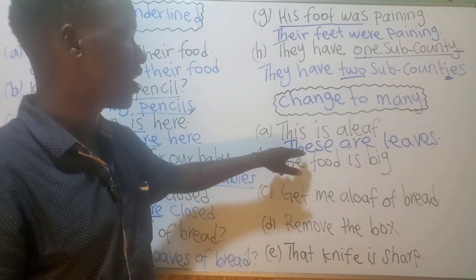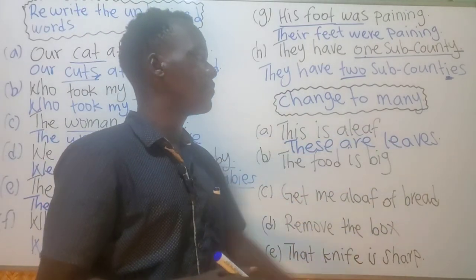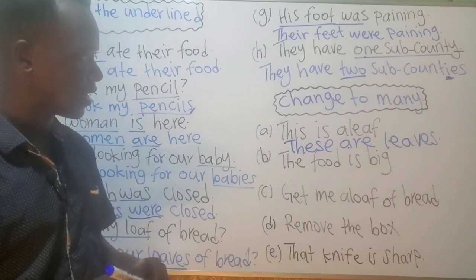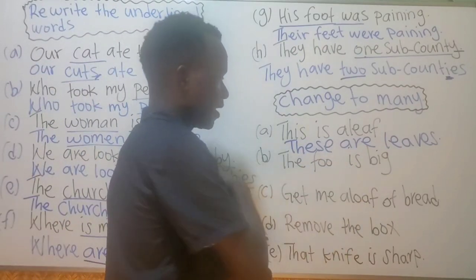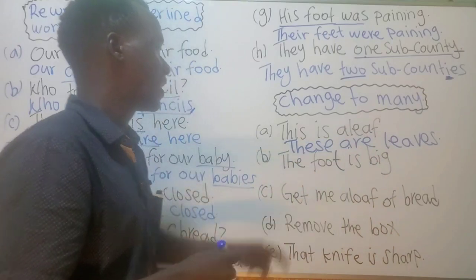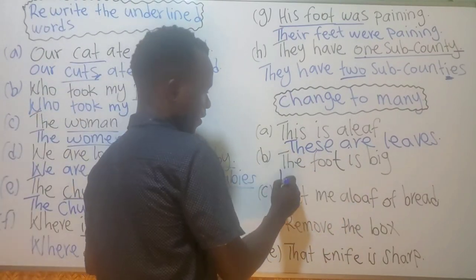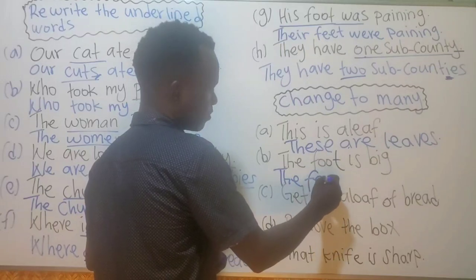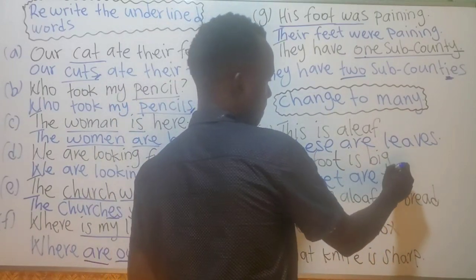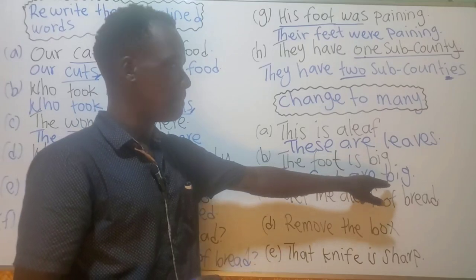This becomes these, and then is becomes are. Okay, for plural, and then leaf becomes leaves. Okay, this is not food, it is feet, foot. Okay, yes, so the foot is big, the foot is big. Here what will change is foot and is. Okay, the foot becomes feet. Is becomes are, because we are changing it into plural. Are big. Yes, the feet are big.